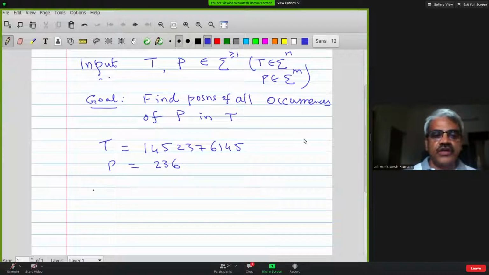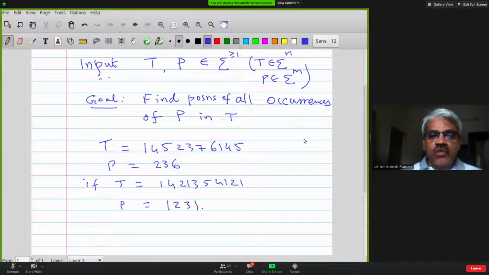So for example, if T is 14213, and something, and if P is 1231, then this is an occurrence, and this is another occurrence.